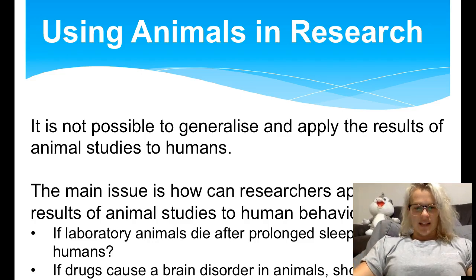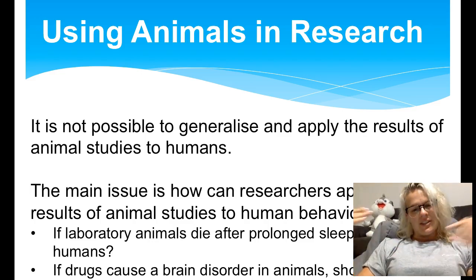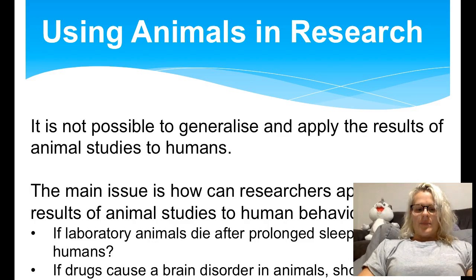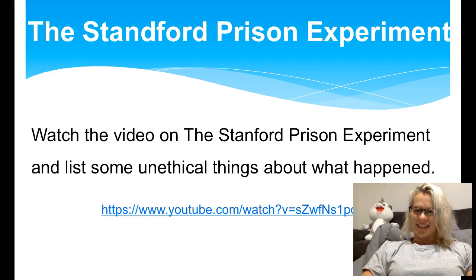And similarly, if drugs cause a brain disorder in animals, should it be banned for human use or should we trial it on humans first? There's a line and you're not sure when to cross that. So whether you want to go down that way is up to you.